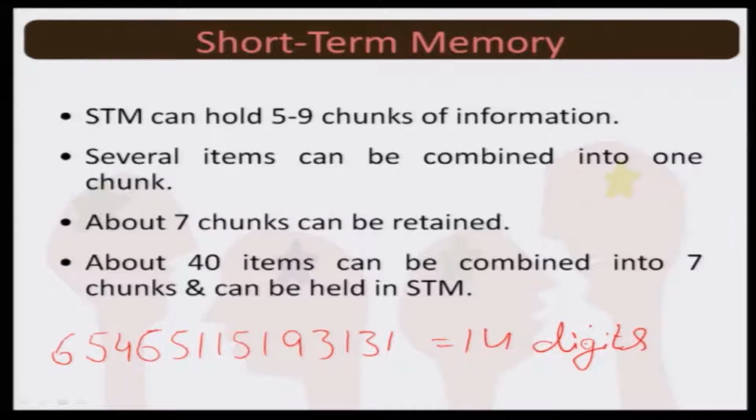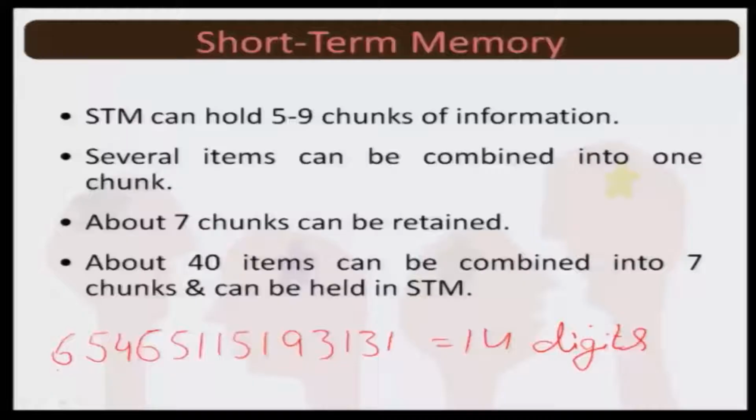Now, if you want to memorize it as 14 different pieces of information, you are putting your short term storage in a big problem. Usually what has been realized is that most of us form chunks of 2 or 3 bits of information. So, those who would form chunks of 2 would do something like this: 65, 46, 51, 15, 19, 31, 31. Okay. Now, this 14 basically becomes 1, 2, 3, 4, 5, 6 and 7. So, simply 7 chunks. Now, this is something that your brain can store very easily.